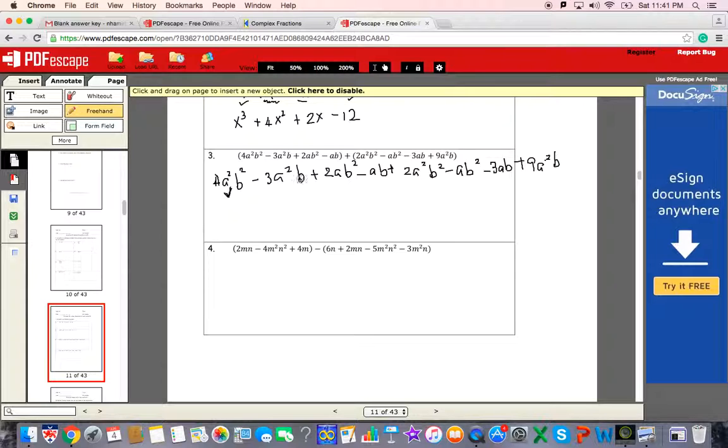So a squared b squared, the only other one is over here. So we have 4a squared b squared plus 2a squared b squared, which gives us 6a squared b squared. All right, so I'm going to go ahead and use a squiggly underneath 3a squared b. So then I'm looking for another a squared b. I can't find any until I get all the way over here. So we have minus 3a squared b plus 9a squared b. So that means we have plus 6a squared b.